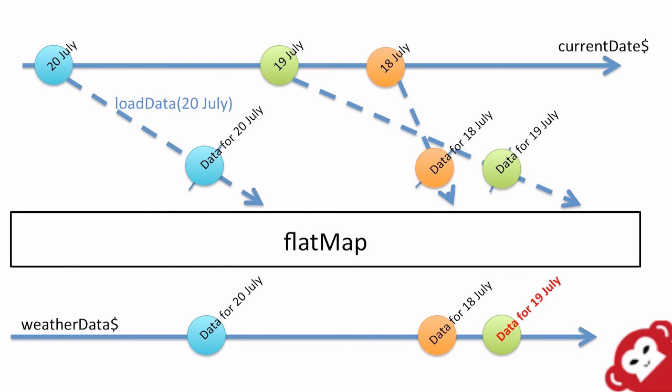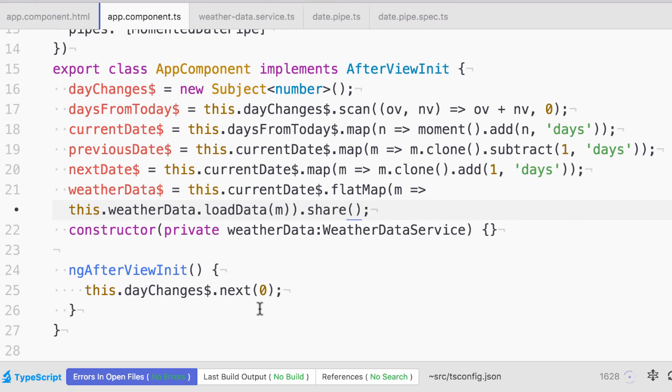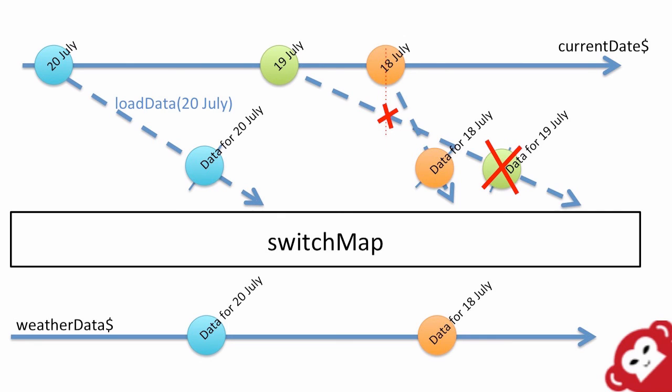A very simple way to fix this is to use switchMap, which is similar to flatMap, except that it ignores previous observables as soon as a new one is emitted. So here, as soon as we issue a query for the orange value, even though the request still completes for green, switchMap will not emit the green results anymore. It'll only emit from the last query.